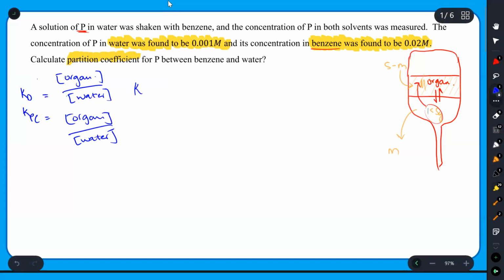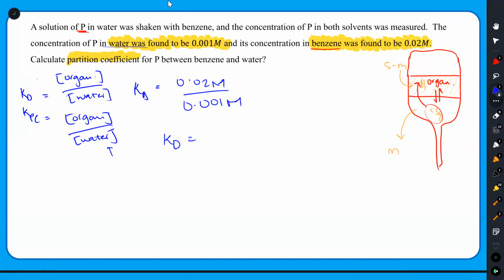So however you write it, either KD or KPC, KD is equal to the concentration in the organic solvent layer. So in the benzene layer, which is 0.02 molar, divided by 0.001 molar, which would be the concentration in water. So you'll find that the partition coefficient for P between benzene and water is 0.02 divided by 0.001, and that would be 20. So if you got 20, then you're good, right?